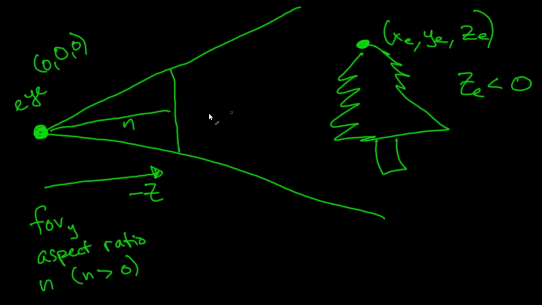And what we would like to know here is, where does this point on the top of the tree land on this projection plane? This is the projection plane that will ultimately map to our viewport. So what is this point? Let's just look at the y value, the y component of it. Let's call it yp. And what is yp?